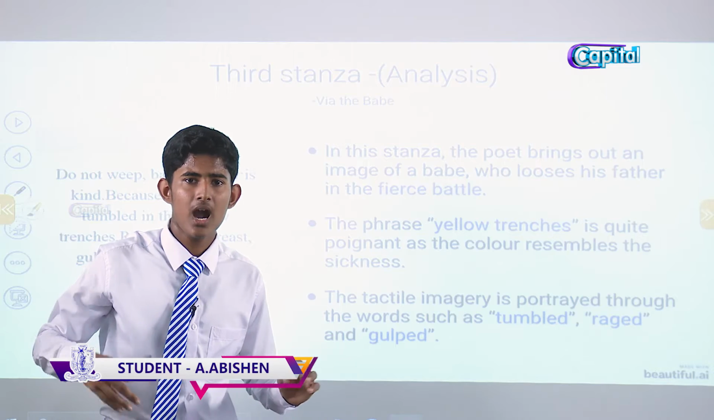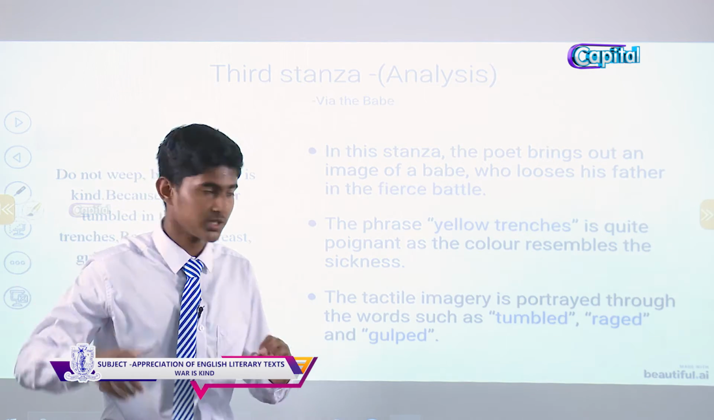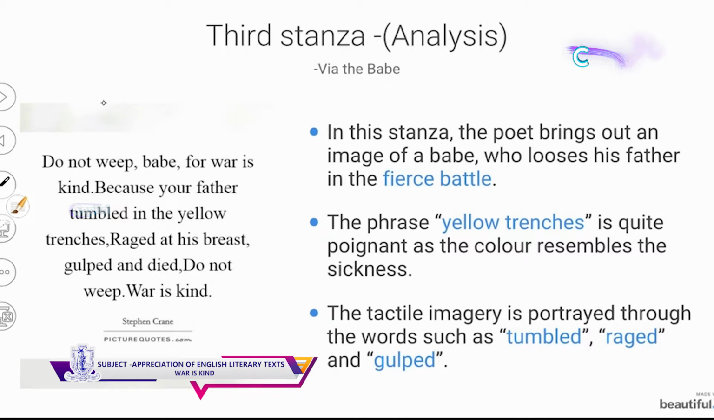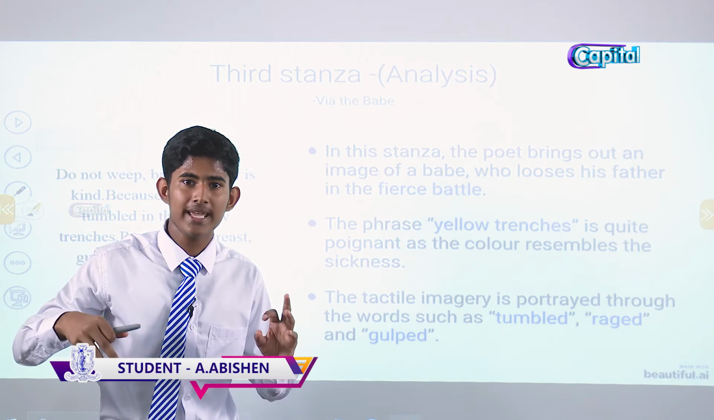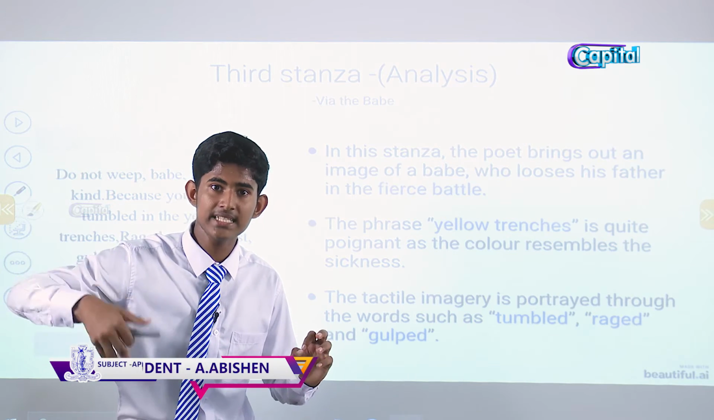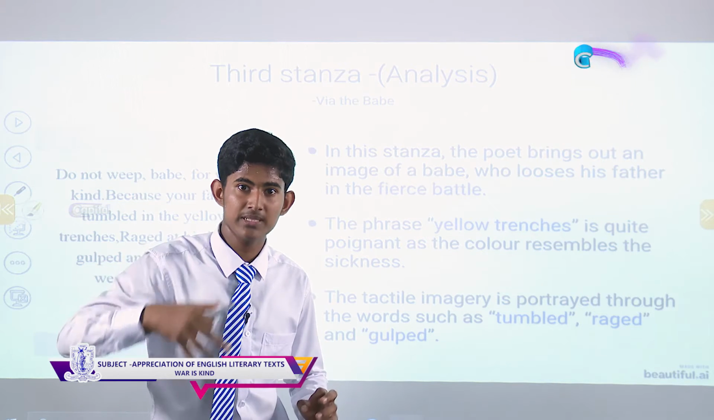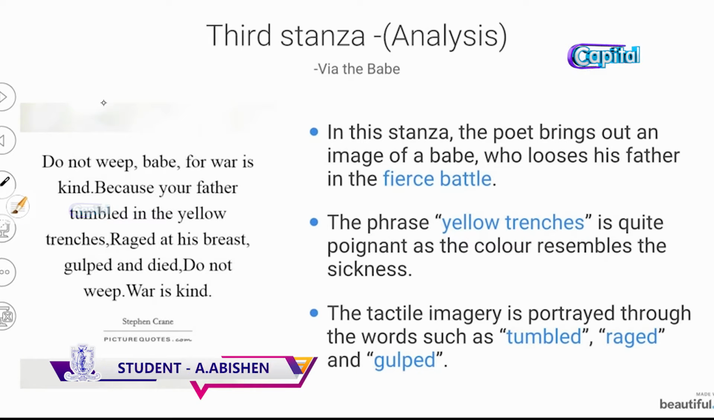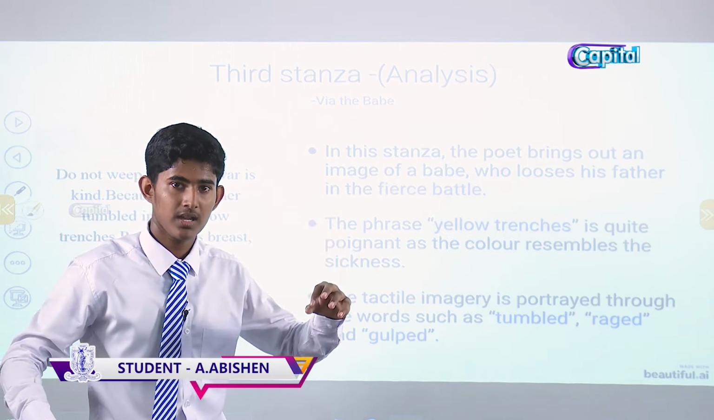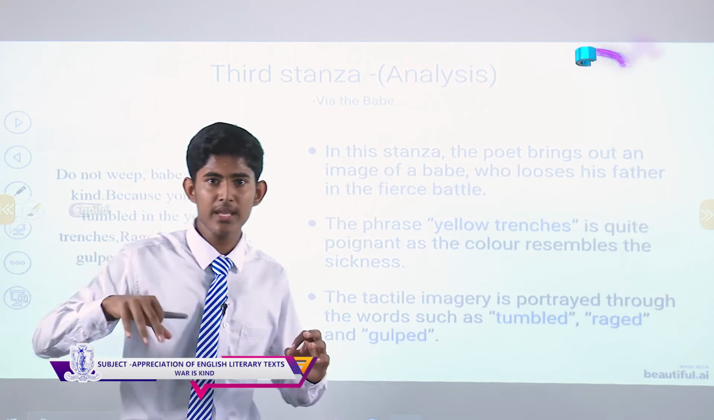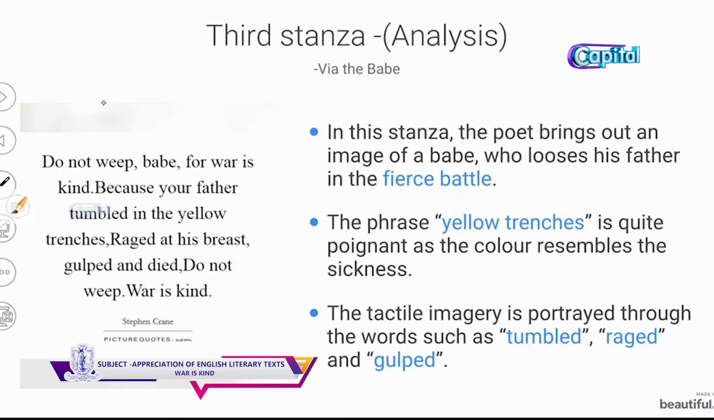Here we can see how the poet is calling a baby. Actually, babe means a baby. In order to see the complicated phrases, tumbled means fell in, and the yellow trenches. Trenches means a place where the soldiers or the fighters seek protection in order to safeguard themselves from the enemies. It's quite ironic because even though the father tries to protect himself, he becomes a target of the enemies. That's the irony made by the poet in this poem.